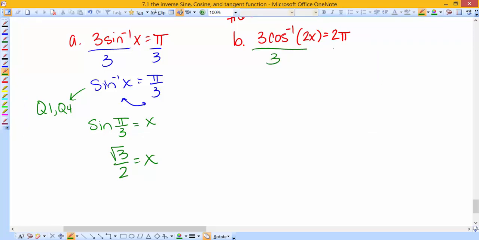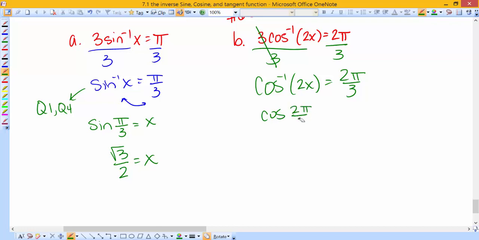Now let's move on to b. In b, we're going to divide by 3 first. So I have cosine inverse of 2x equals 2 pi over 3. Can't move the 2 because it's protected with that x inside the parentheses. So now I'm going to switch. So this is going to be the cosine of 2 pi over 3. I'm undoing the inverse, equals 2x. Now use your unit circle here. The cosine at 2 pi over 3 is negative 1/2.